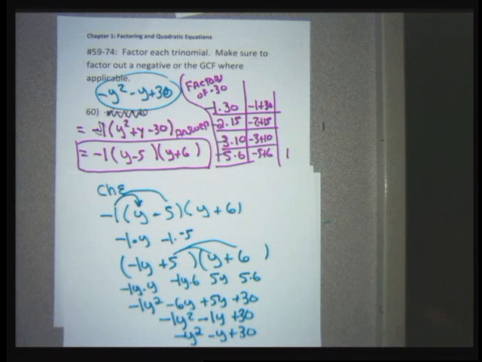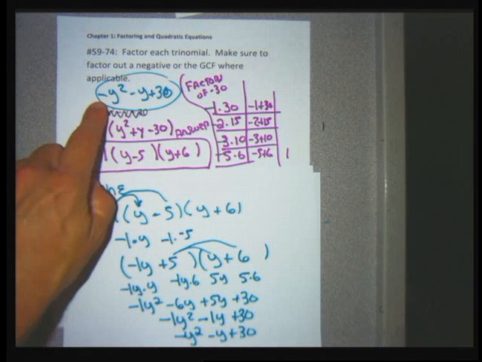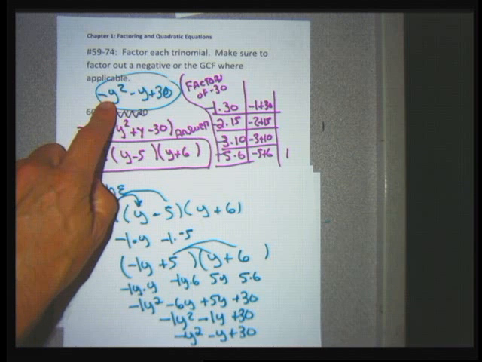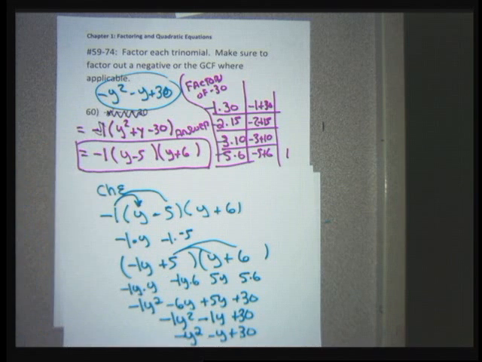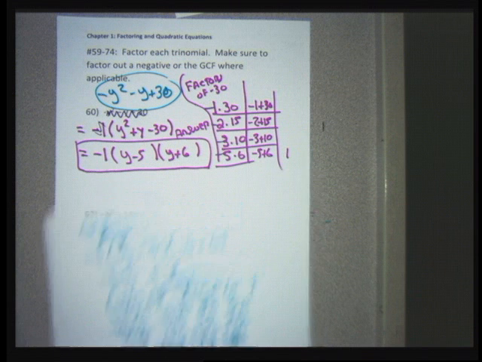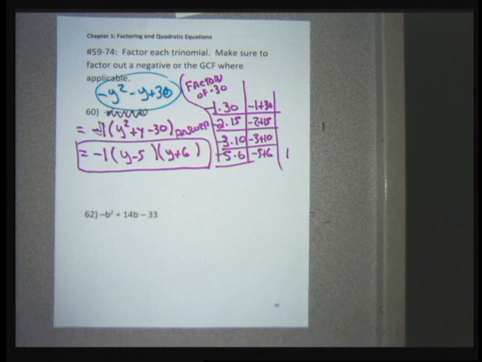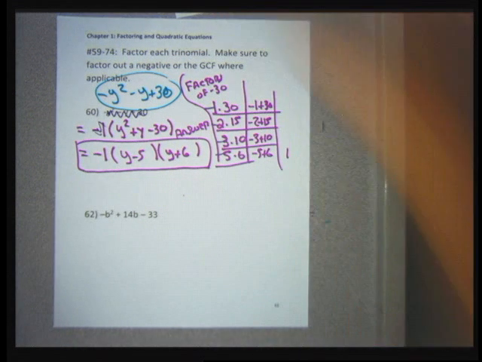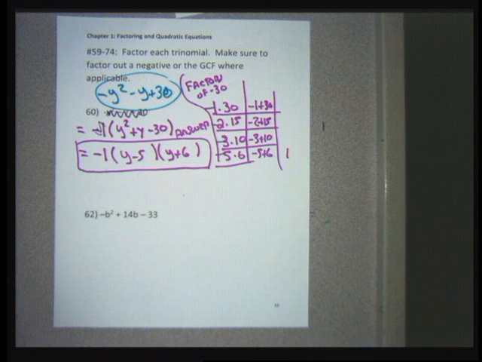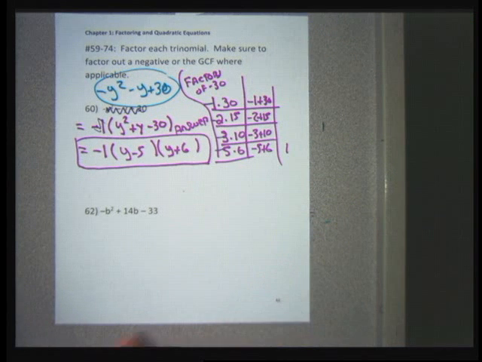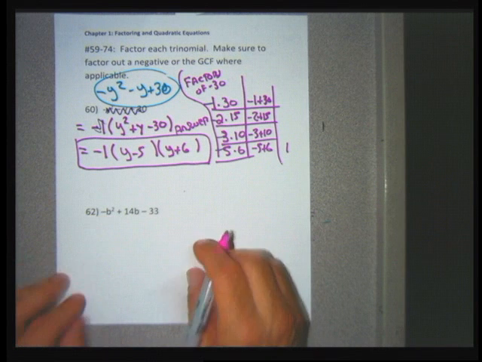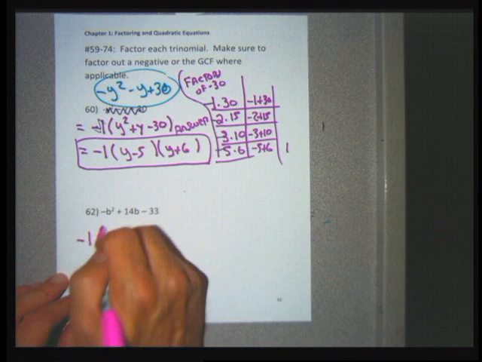So every problem I do between 59 and 74, there's either going to be a negative sign in front of this first term, or a common factor that I need to factor out. And then after I factor out a negative 1 or after I factor out the common factor, I'll factor what's left in the parentheses, but I'll keep that common factor in my answer. 62 is a lot like 61, so the first thing I'm going to do is factor out a negative 1. I don't really factor so well when there's a negative in front of the first term, so I'm going to factor out a negative 1.